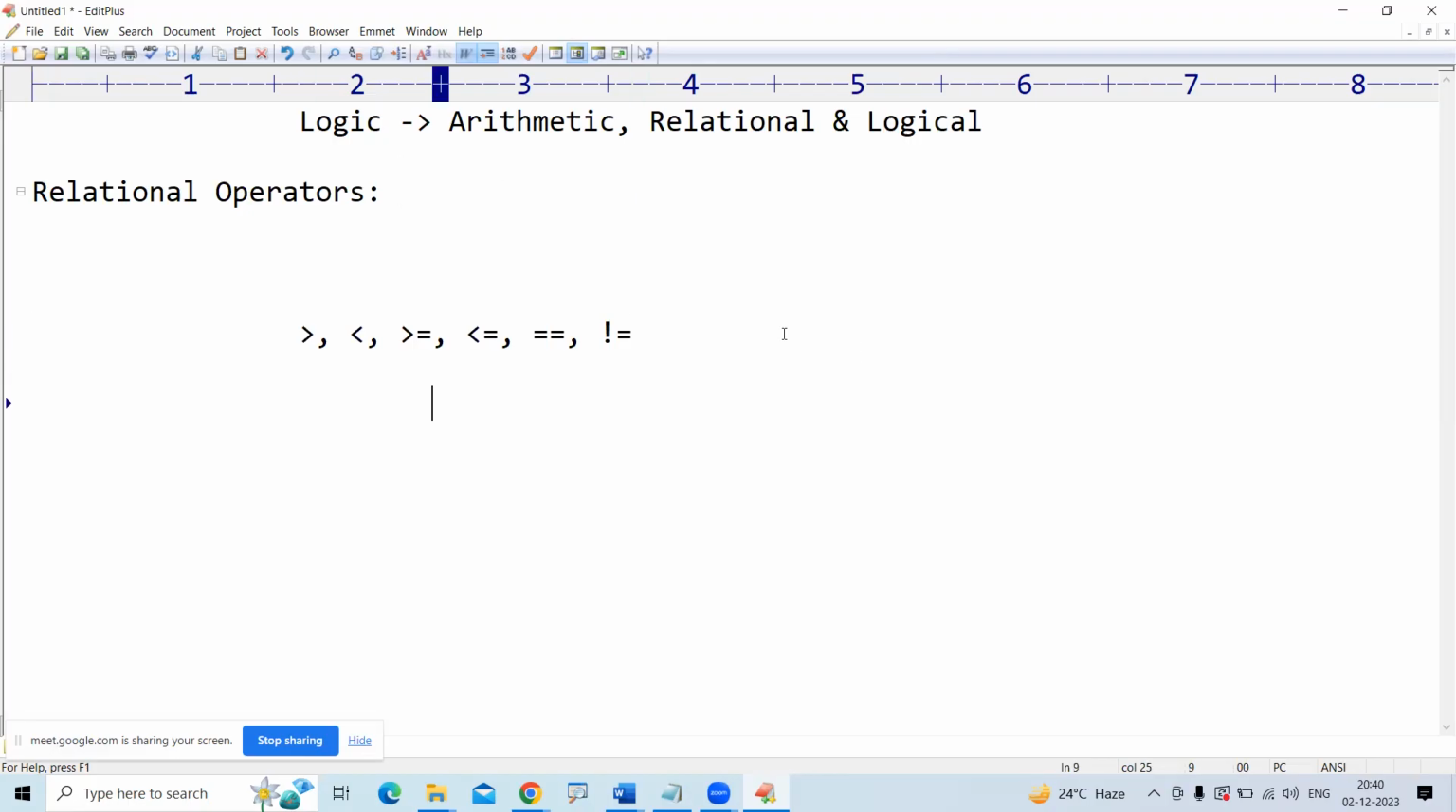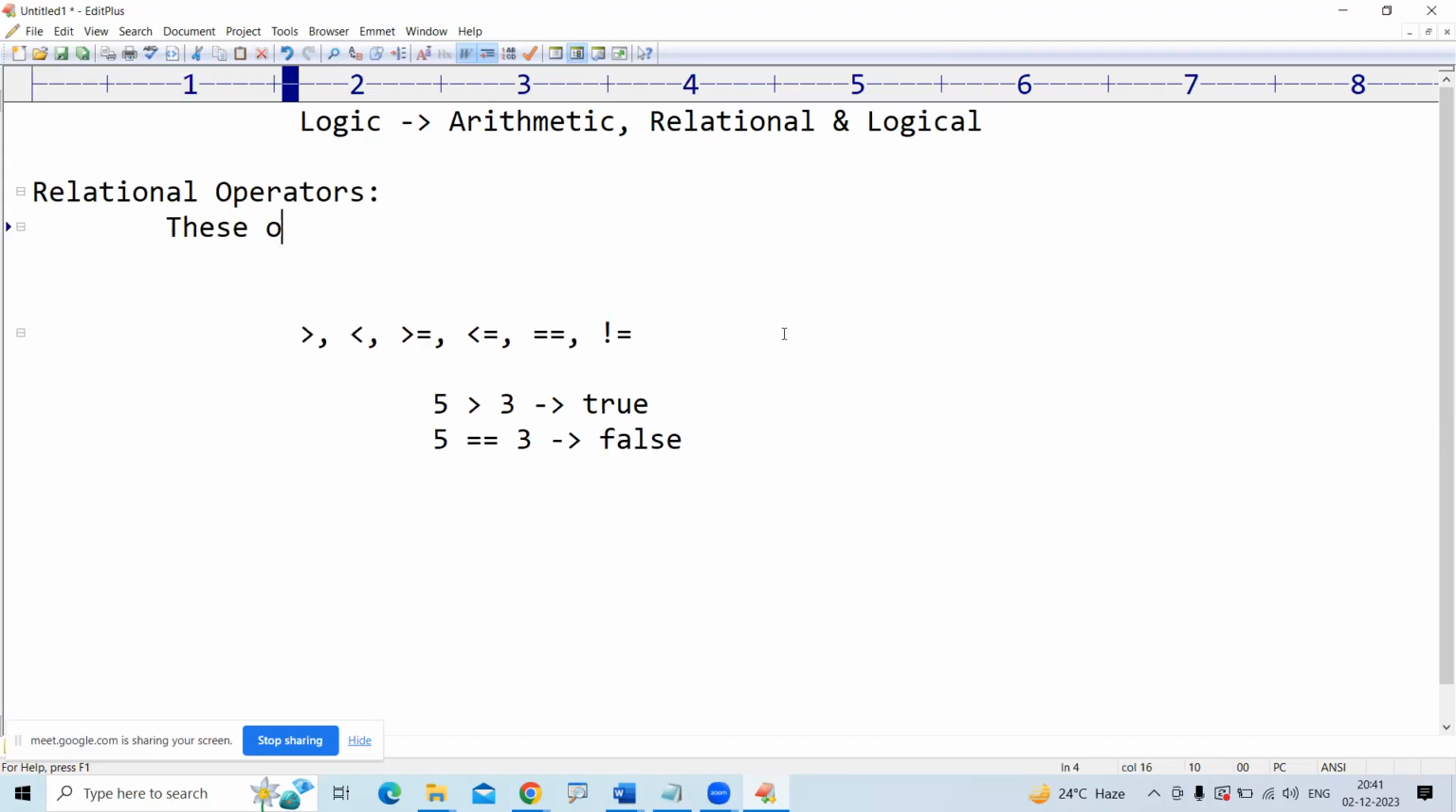Suppose I am writing 5 is greater than 3. Is it true or false? Here it is true. It will check the relation between the data. Suppose I am checking 5 and 3, are both equal or not? No, how can 5 and 3 be equal? It's false.